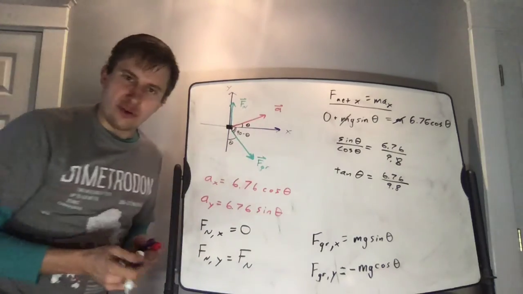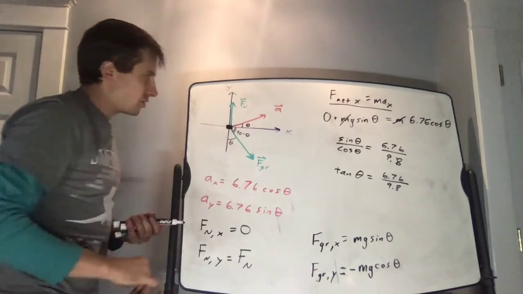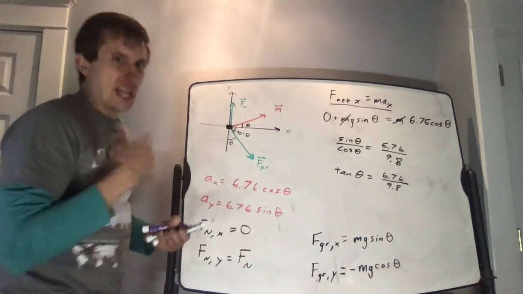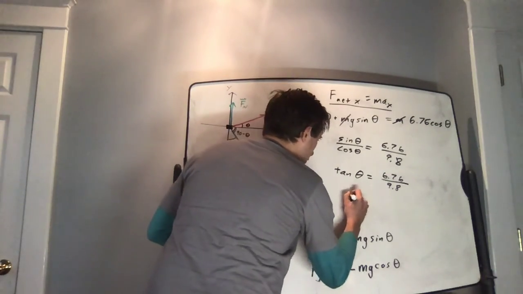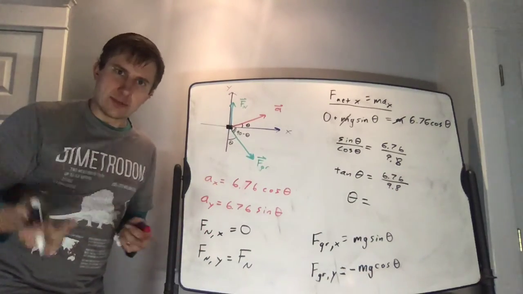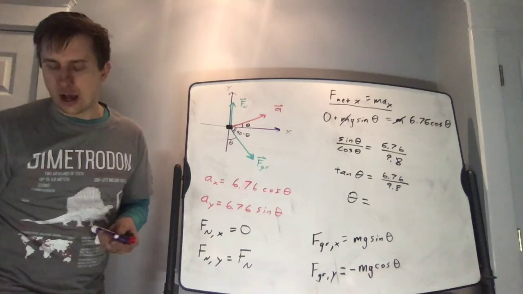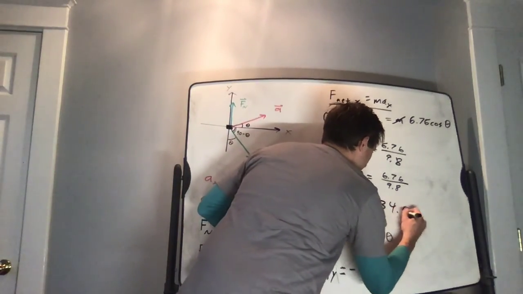Now at this point, you all know how to find the angle from here. You take the tan inverse of both sides, and you find that the angle at which the car could move at a speed of 13 meters per second without slipping up or down is 34.6 degrees.